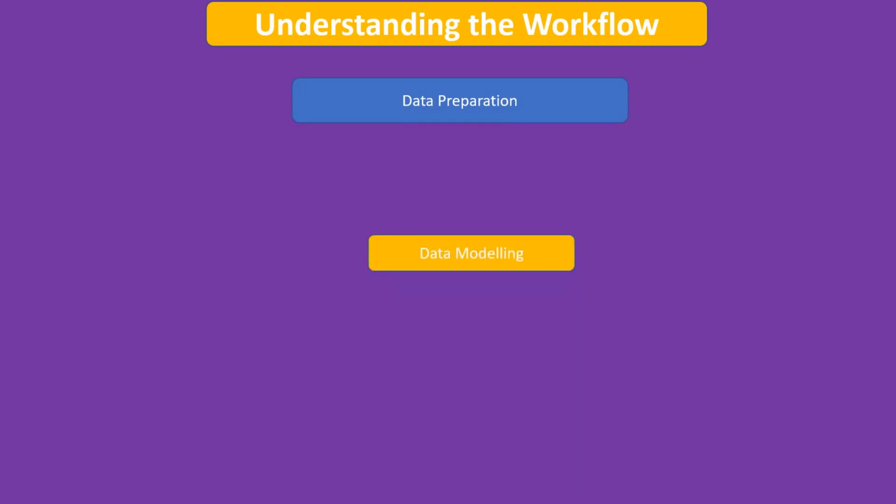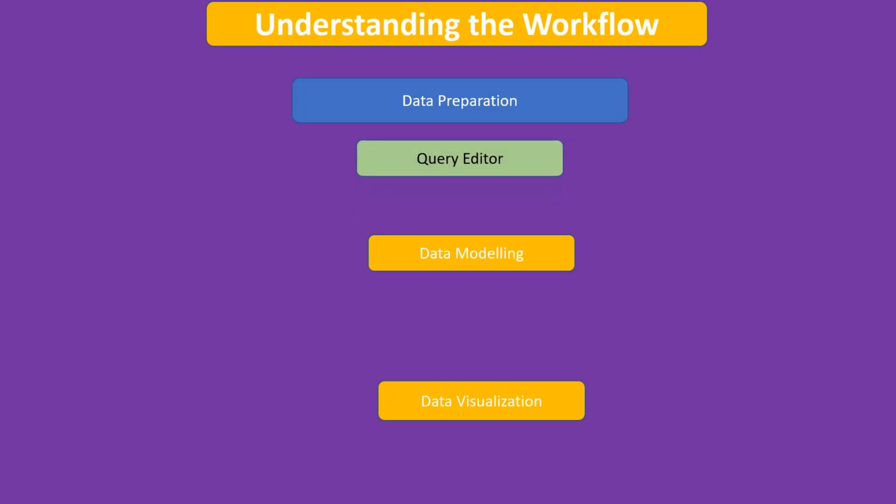There are three main core areas of Power BI. One is data preparation, the other one is data modeling, and the third one is data visualizations. Now, data preparation we have seen in the query editor, where we have connected to one data source and then taken the data and done some transformations of the data, maybe some column renaming, some data format changes that we have done in this query editor.